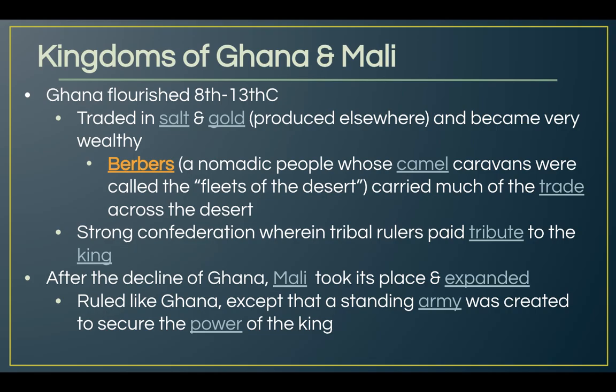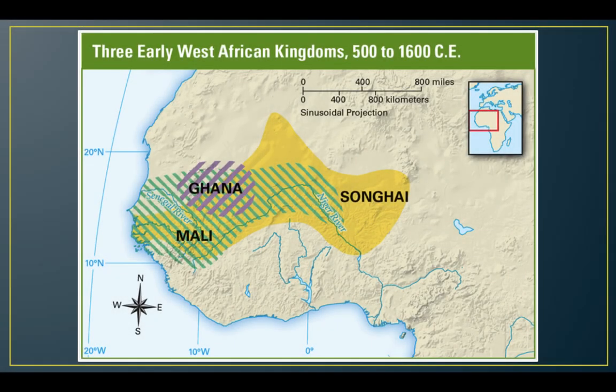I'm going to show you here a map that shows you where I'm talking about. You can see that these kingdoms overlap, but they don't, because they all exist at different times. Ghana is where I'm talking about here. Then Mali, and you can see how much bigger it becomes. And then Songhai, which we'll talk about in a second, is this yellow. This is Western Africa here.